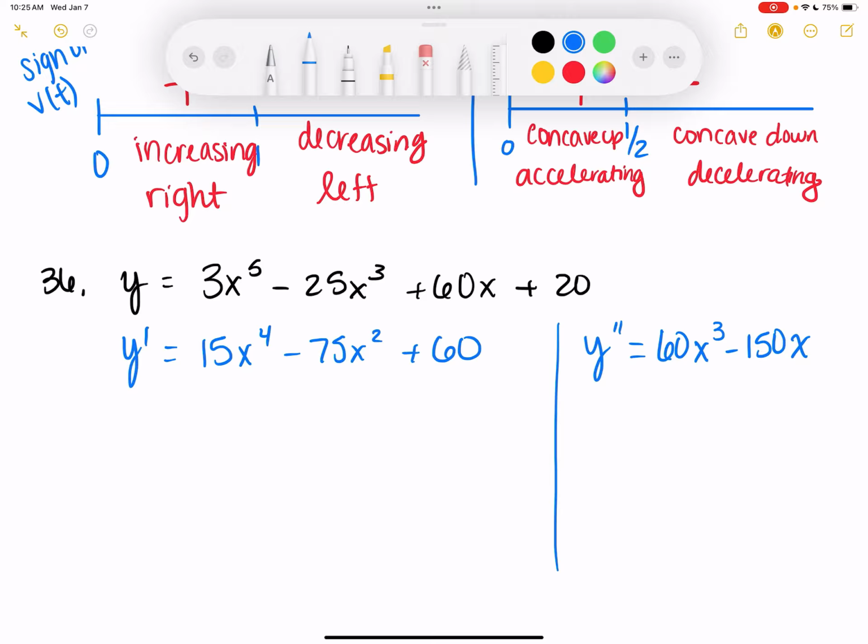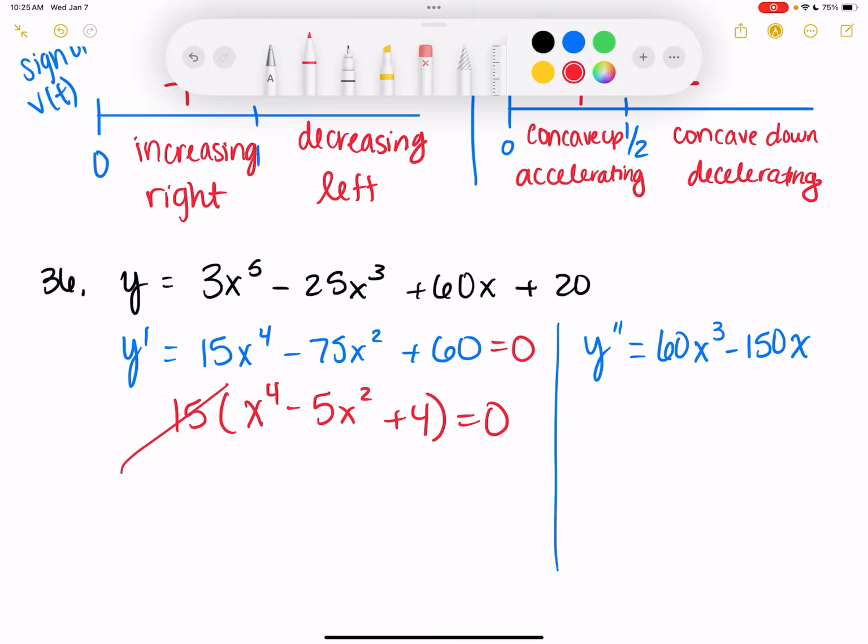So the only thing I'm really using the second derivative for is plugging in the values that I get for my critical values from the first derivative. One thing that I notice about the first derivative is I can divide everything by 15, so that's going to simplify things down for us. So I'm going to set this equal to 0 and factor out a 15. So I have x to the 4th minus 5x squared plus 4 equals 0. And then that 15 is just going to go away because I can divide by that.